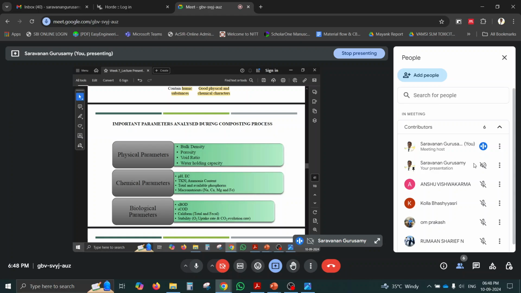If the CO2 is not evolving, then the compost is stable. No further degradation is happening, so the compost is matured. And then oxygen uptake rate: when oxygen is not taken up for degradation, it is fully degraded. Those are the two things we are checking for the stability of the compost: oxygen uptake rate and CO2 evolution rate. So these are the physical, chemical, and biological parameters we need to analyze for the compost final product.